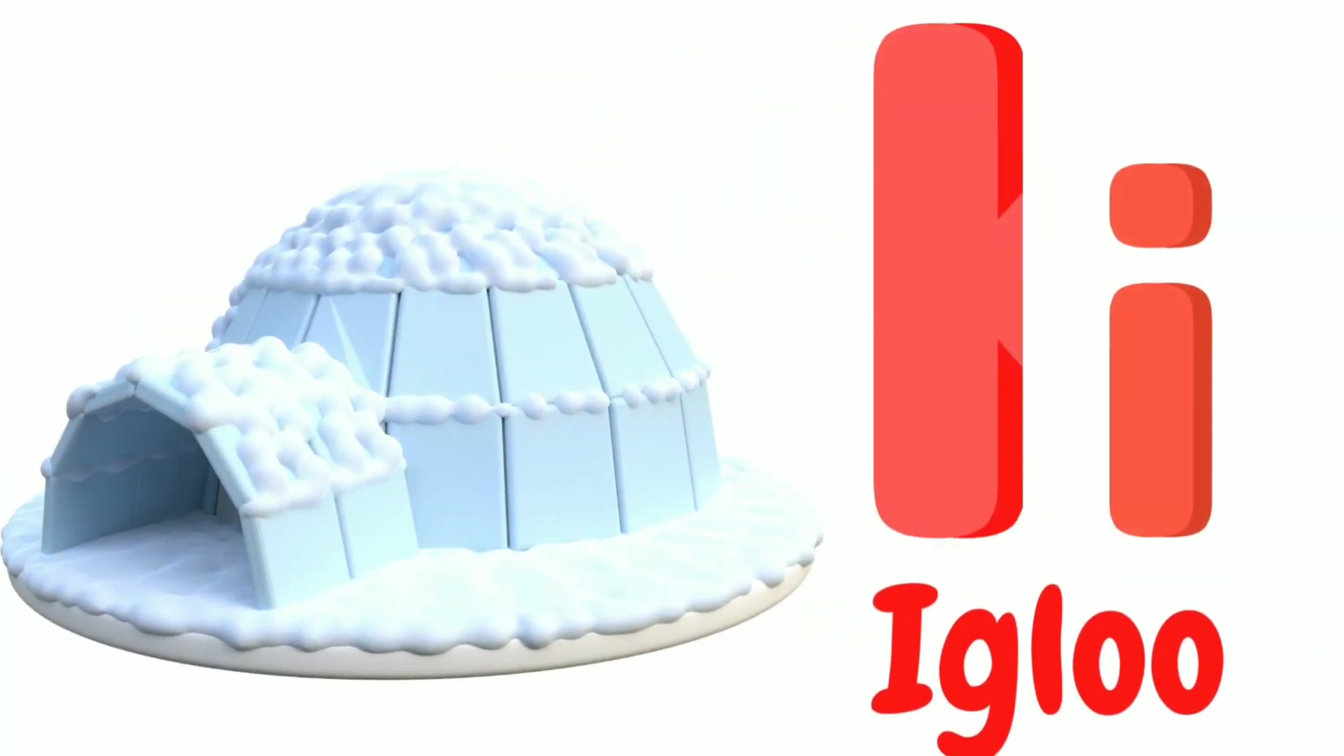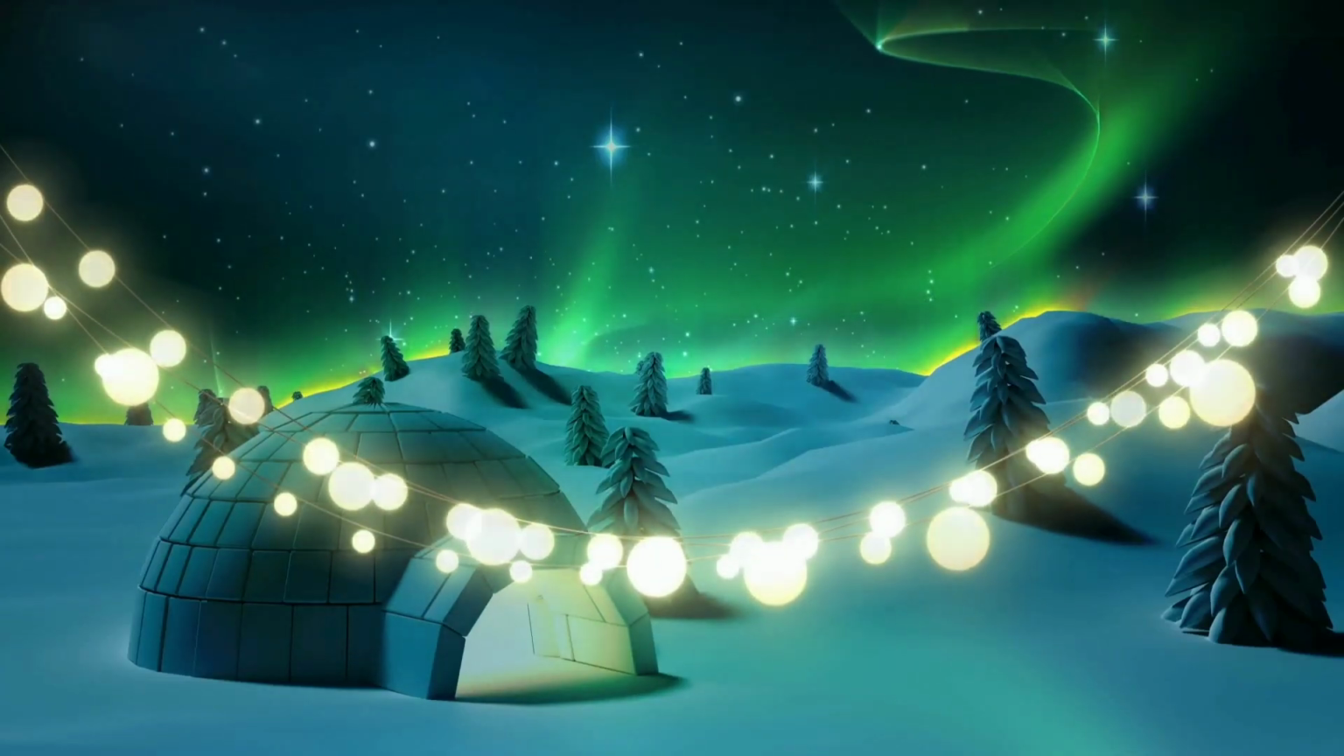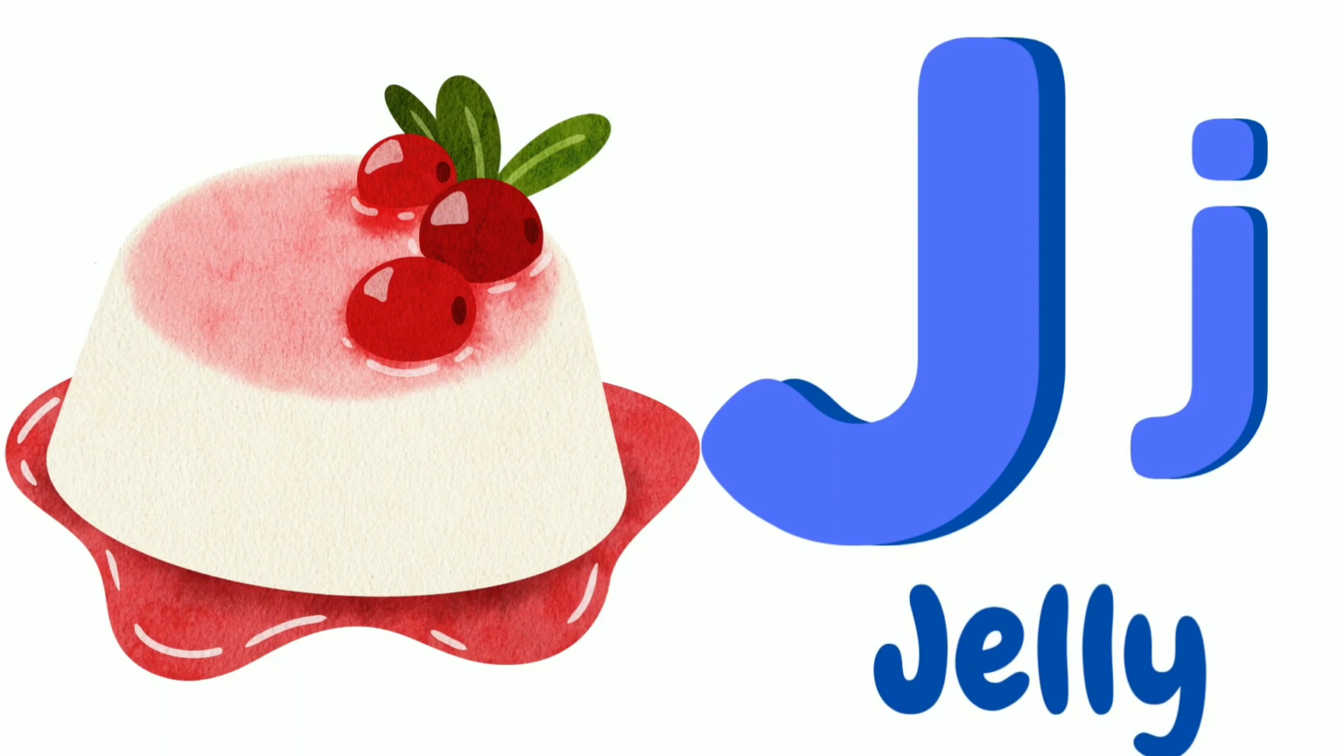I is for igloo, igloo, igloo. This is an igloo. J is for jolly, jolly, jolly. This is the jolly.